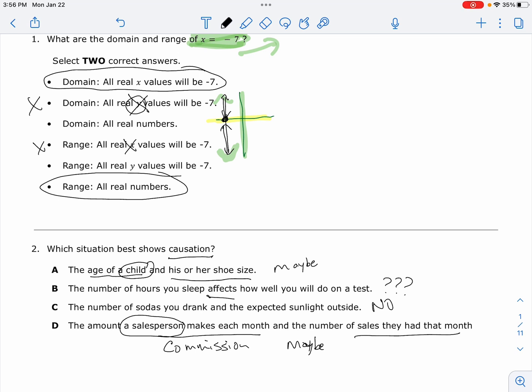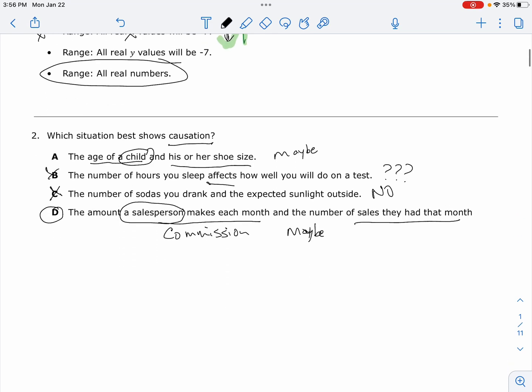Based on which one shows the best causation, C is definitely out. B is not a great answer. I would say that A and D both look reasonable. I'm going to go with D because, again, assuming the salesperson is working on commission, we really need a little bit more information there. This is not a great question, but I'm assuming he makes more money the more he sells.